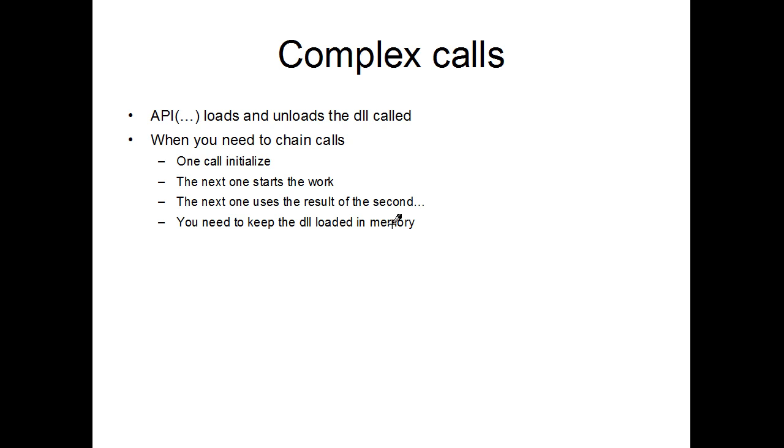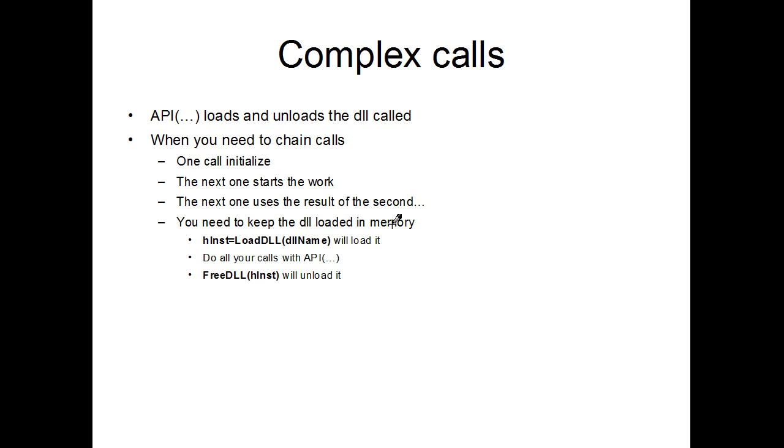So to keep the DLL loaded in memory, you do it this way with the load DLL function with the DLL name, and you put the resulting handle in a variable. Then you do all your calls with the API function, and then you do a free DLL of the DLL handle to unload it.